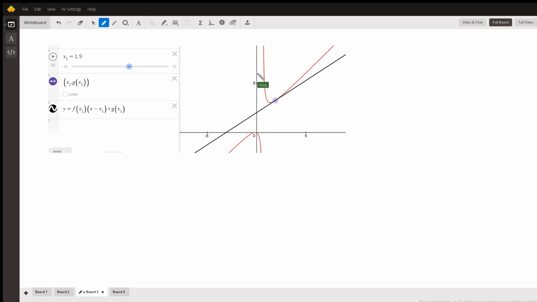And by the way, if I wanted to find equations of tangent lines to the graph of the original g function, I could use this as the slope, the derivative. I could also put g prime here times x minus x sub 1 plus g of x sub 1. There's the tangent line at the point where x sub 1 equals 1.9. So how do you arrive at that answer?